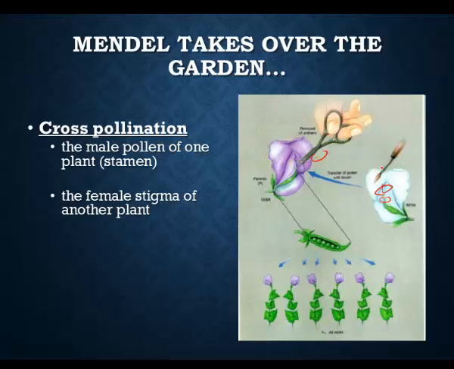And Mendel controlled this just using a brush and some scissors to control when the plants were able to breed. Since it's a pea plant, it makes peas. He would then plant those peas and they would grow, and he would look at the traits of those offspring plants.